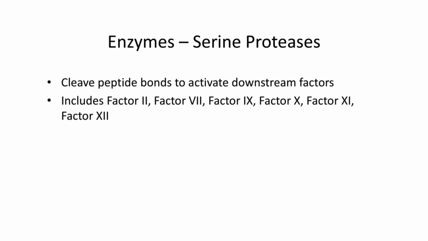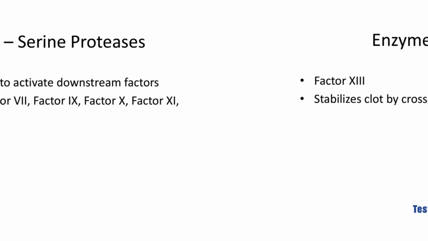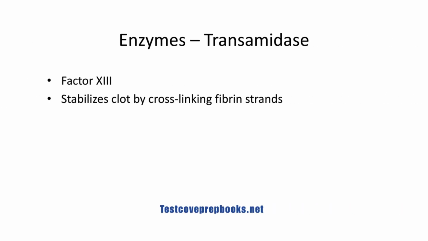Most clotting enzymes belong to a group known as serine proteases. These enzymes cleave peptide bonds to activate downstream factors. The serine proteases include factor II, factor VII, factor IX, factor X, factor XI, and factor XII. There is also a single transamidase enzyme, factor XIII, which stabilizes the clot by cross-linking fibrin strands.